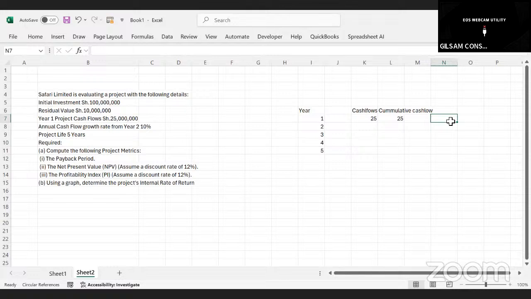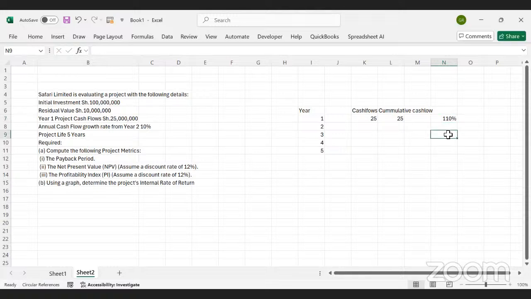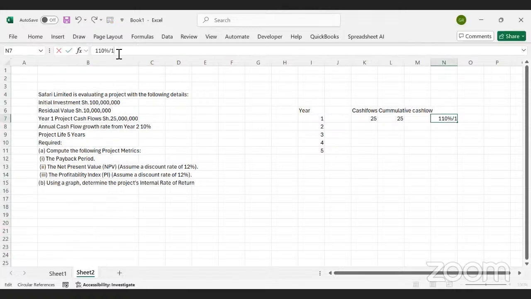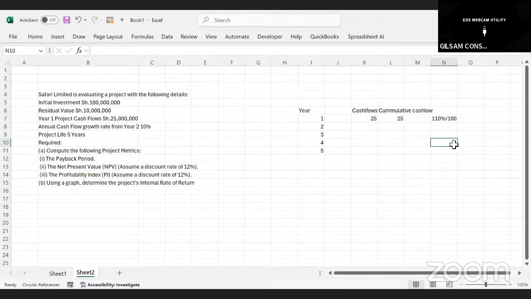See, you can increase, that is 101. So 101%. 101, we divide by 100. 25 plus 10% of 25. So we're increasing by 10%, which means this one will be this plus, in brackets, this times 10%.